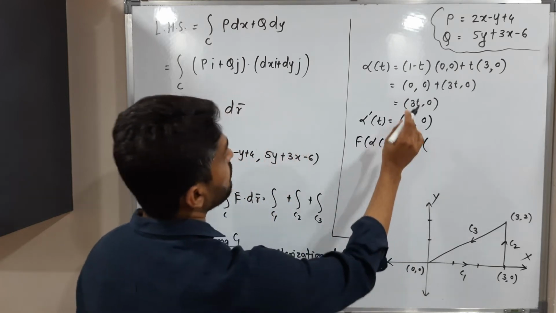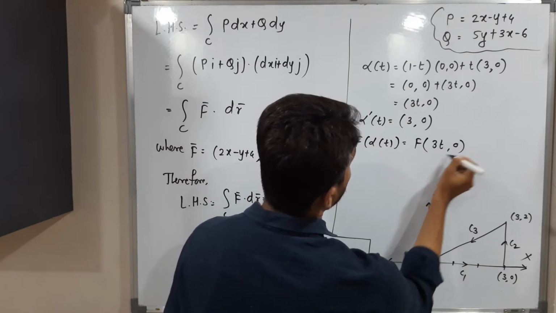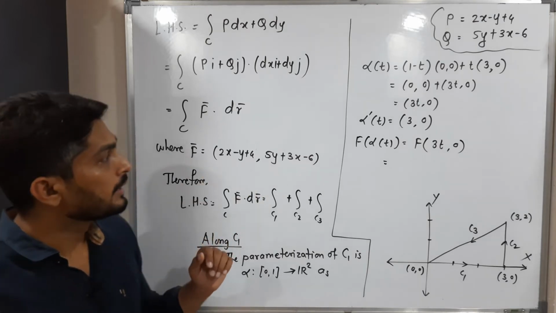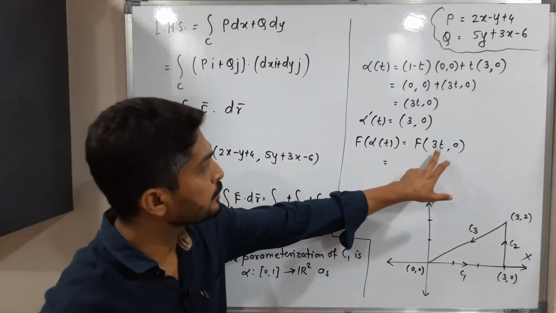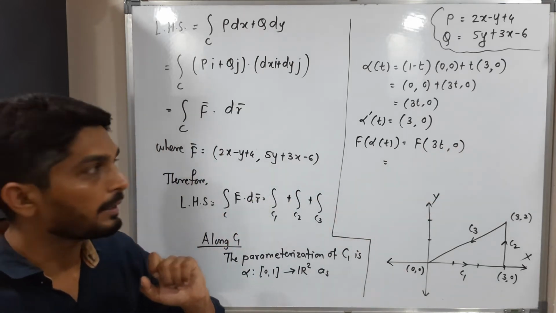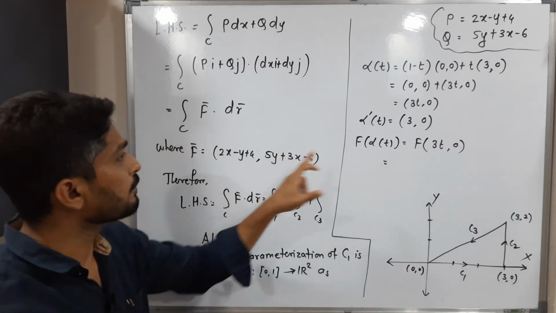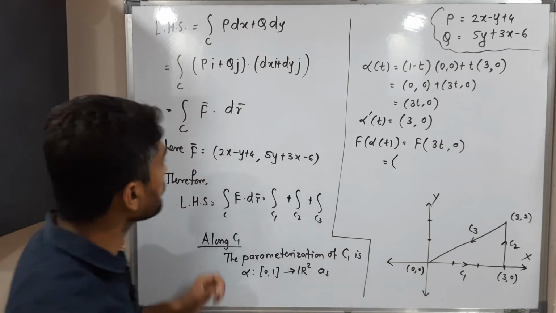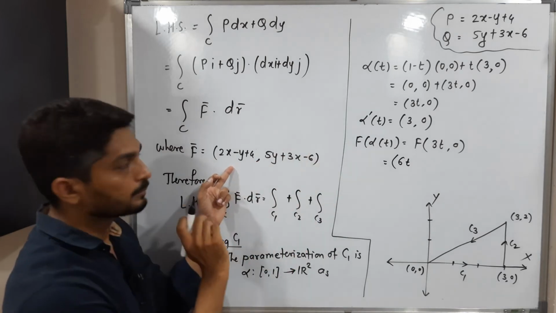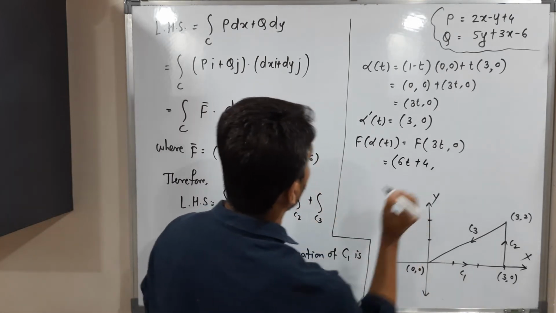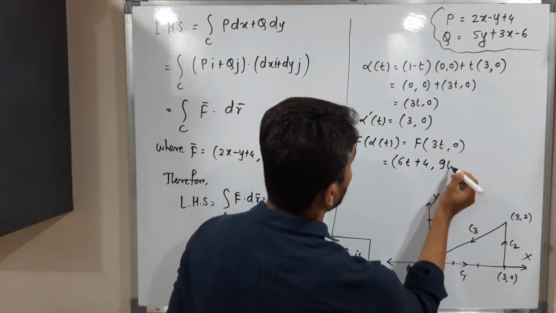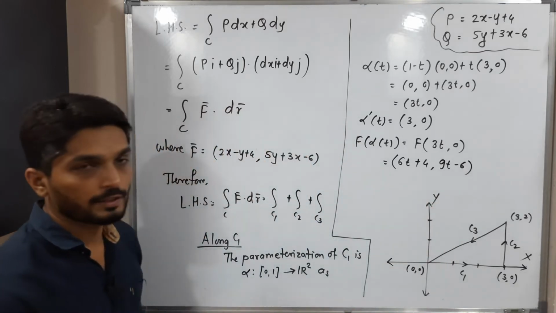So let us find f of alpha of t. What is alpha of t? It is (3t, 0). So now we have to operate f on that. What is the definition of f? See, in place of x we have 3t, and in place of y we have 0. So here also I will do the same. In place of x I will write 3t, and in place of y I will write 0. So tell me what will you get? Here 3t, so 3t into 2 is 6t, y is 0, plus 4, comma, y is 0, so forget it, x is 3t, so this is 9t minus 6. So this is f of alpha of t.